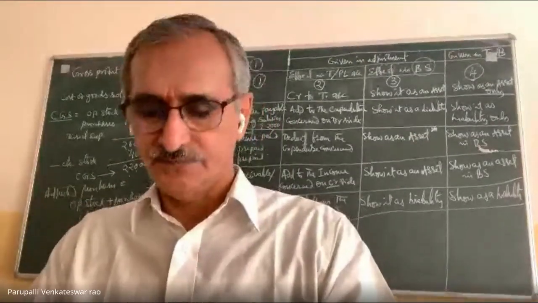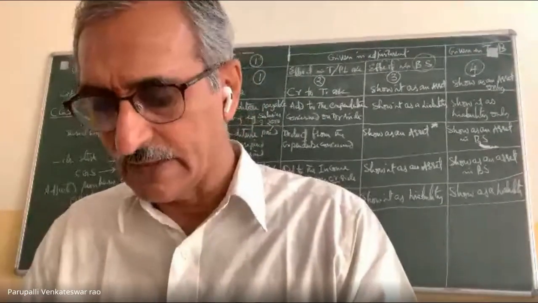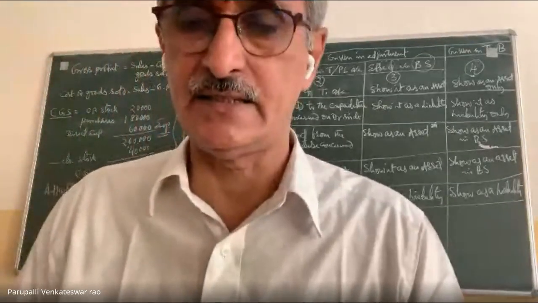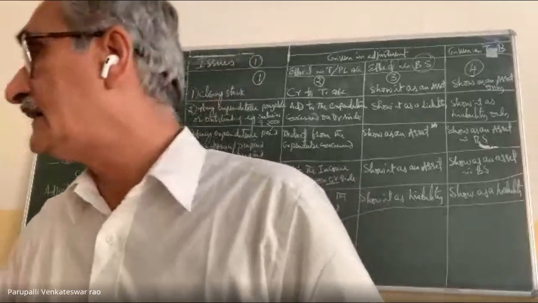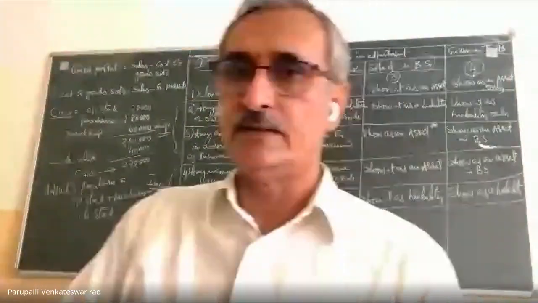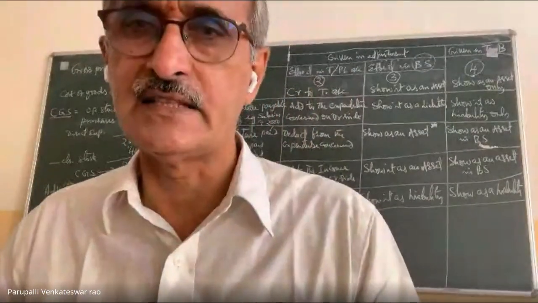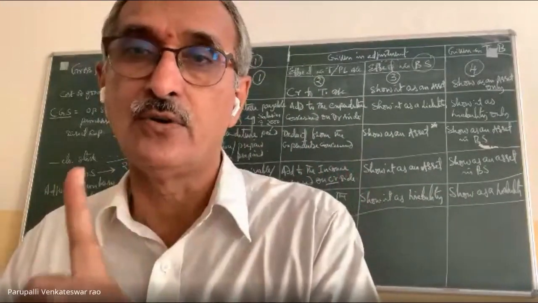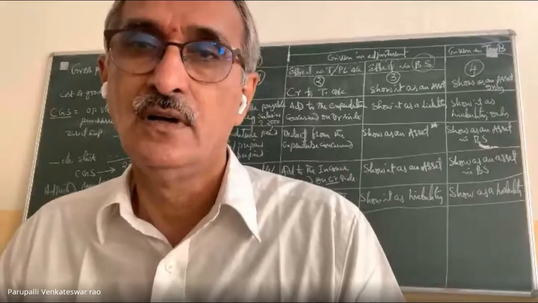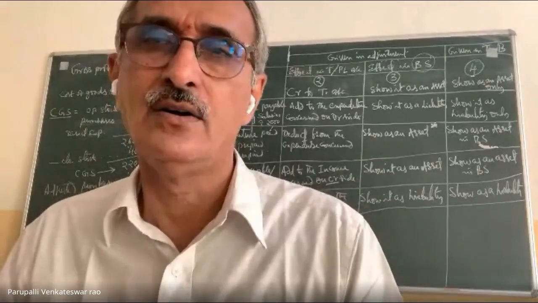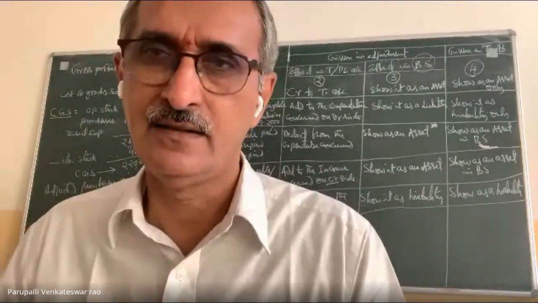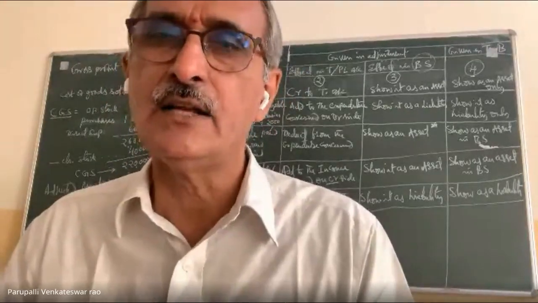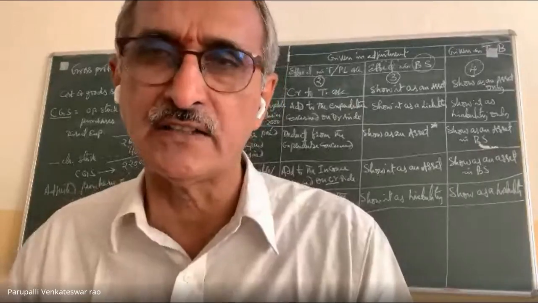Now write next one. What is next one? Depreciation on fixed assets. Serial number, after 5 it is 6. Number 6. I am referring to the column. Column 1, 2, 3, 4. Depreciation on fixed assets.